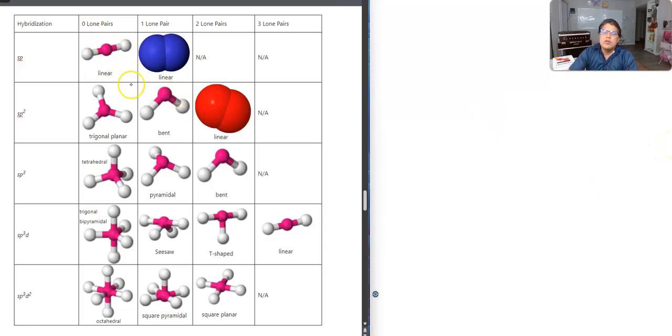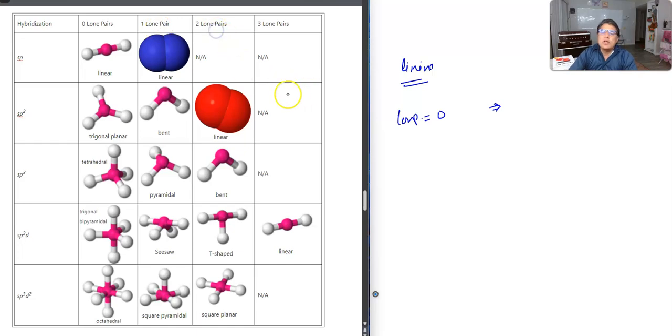Now let's see that. The structure is linear. If the structure is linear, it means the electron cloud is linear, and the lone pair is 0. Let me see that: 0 lone pairs, 1 lone pair, 2 lone pairs. If 0 lone pair, it's linear, and 1 lone pair is like that, and 2 lone pair, no structure then, right? 3 lone pair, same thing.